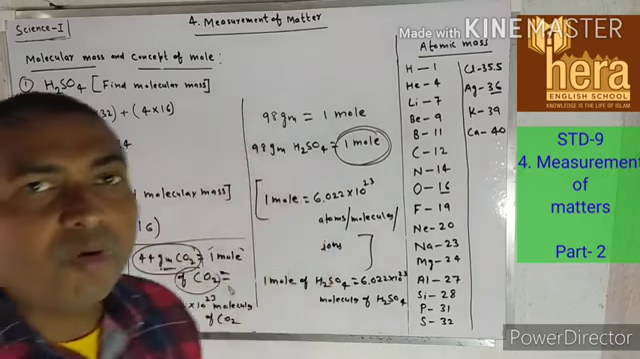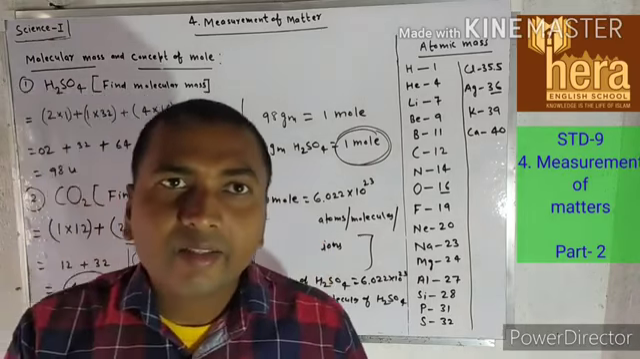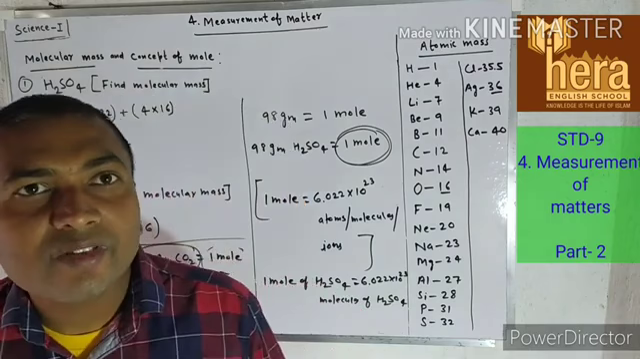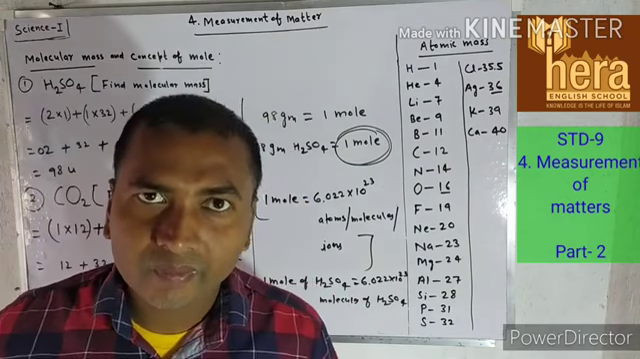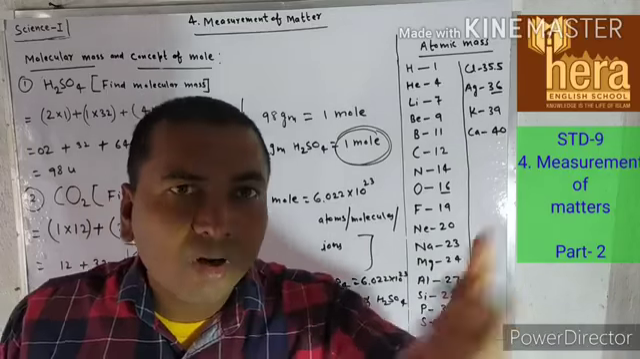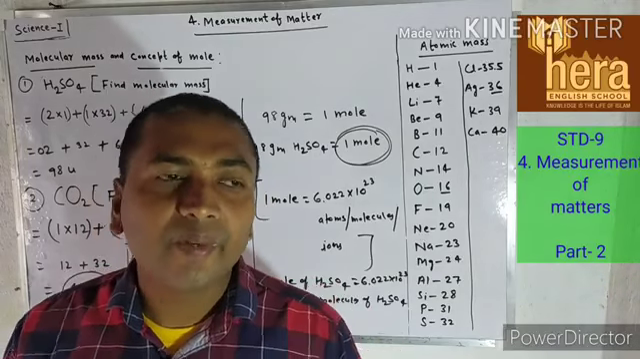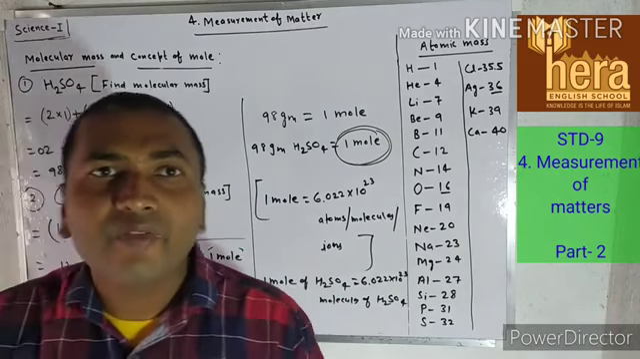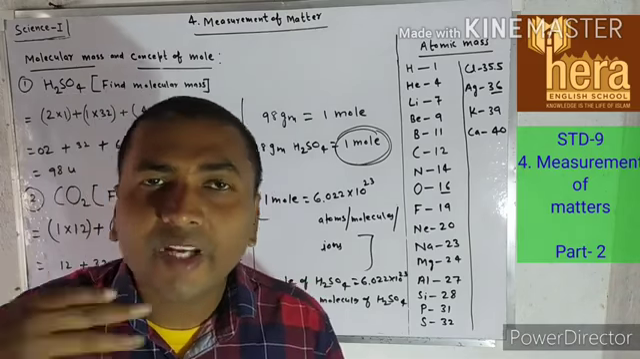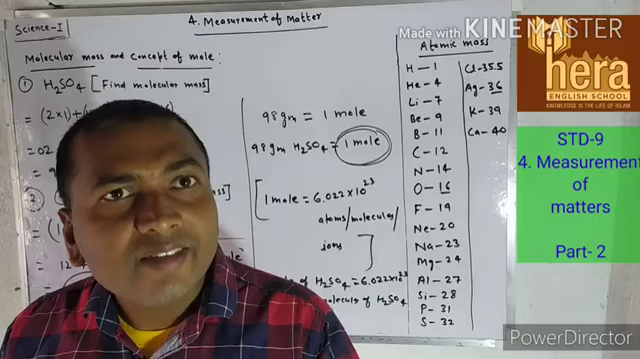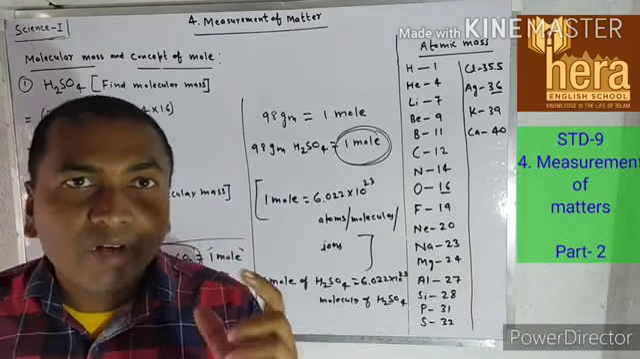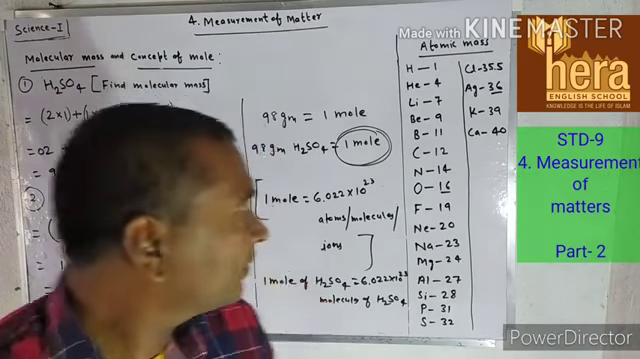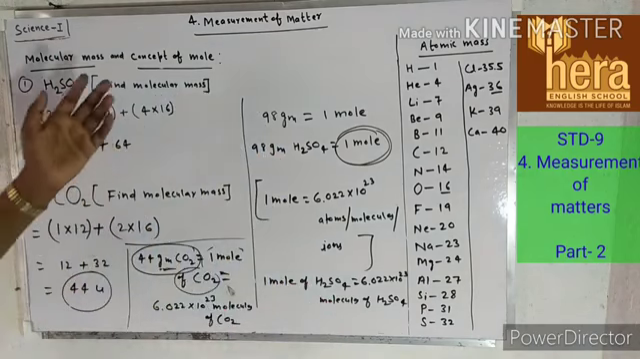So why do we use the mole concept? If I say 50 gram sugar, how many molecules are there in 50 gram sugar? It is very difficult to count, but with the help of mole concept we can find how many molecules of sugar are present in 50 gram or 100 gram or whatever. So the mole concept is used to find the number of molecules, atoms or ions in any substance. Okay? So that's why we are studying the mole concept.